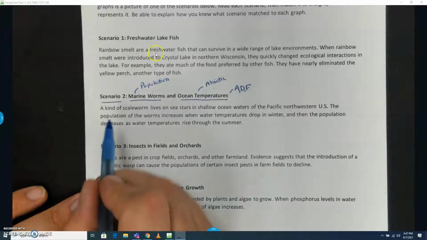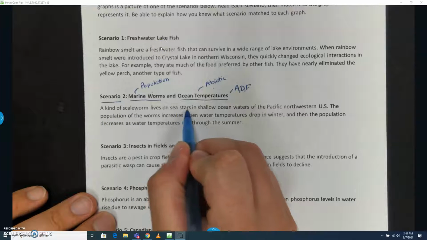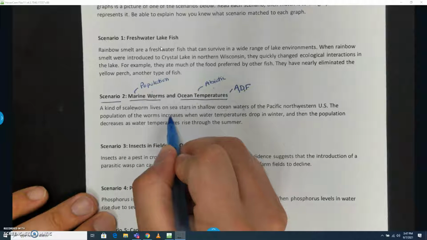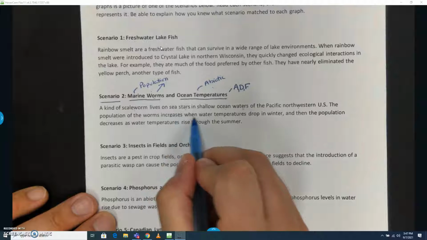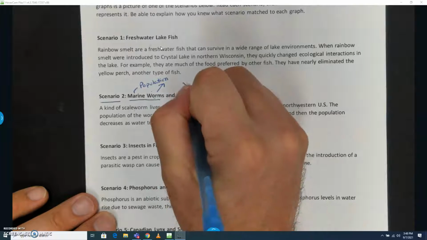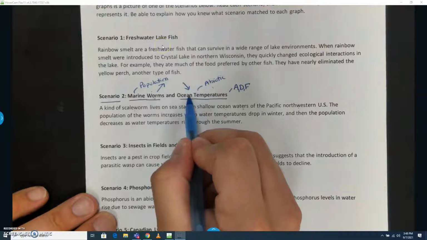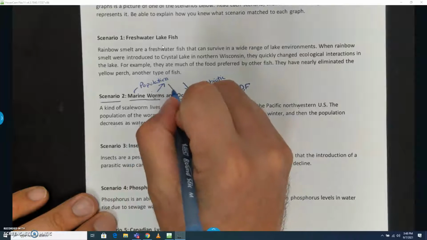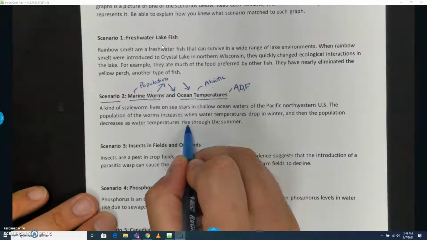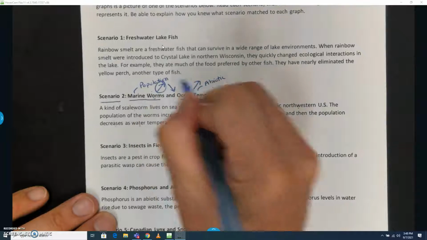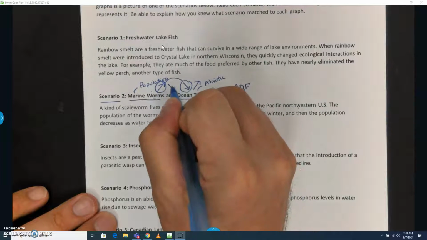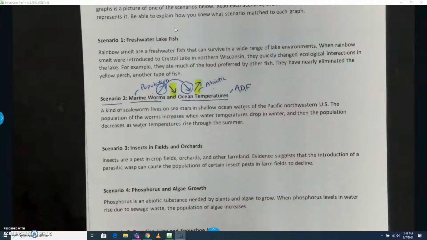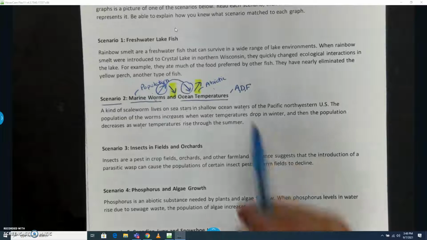So let's read a little bit, see what's going on. Looks like we have a scale worm that lives on sea stars and shallow ocean waters of the Pacific Northwest. The population of worms looks like it goes up, so this goes up. And it does so when the water temperatures go down. So as this goes up, that goes down. And it looks like the population of worms would go down when the temperatures go up. So this is happening when this is happening, and this is happening when that is happening. Let's see if we can find a graph that shows that. And again, it can only be A, D, or F.